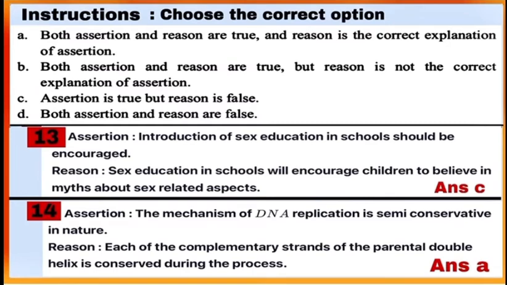Question 14. Assertion: The mechanism of DNA replication is semi-conservative in nature. Reason: Each of the complementary strands of the parental double helix is conserved during the process. Correct option is A. DNA replication is semi-conservative. It is a type of replication जिसमें डॉटर डीएनए को एक स्ट्रैंड पेरेंट डीएनए से मिलता है जबकि दूसरा स्ट्रैंड नया सिंथेसाइज होता है. Thus, A and R are true and R is the correct explanation of A.